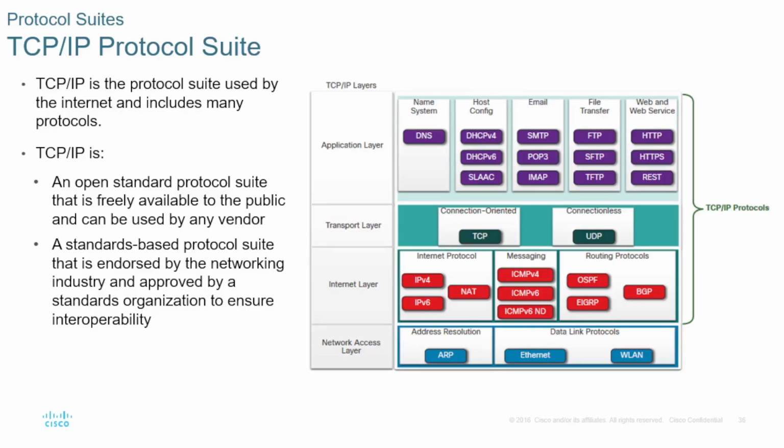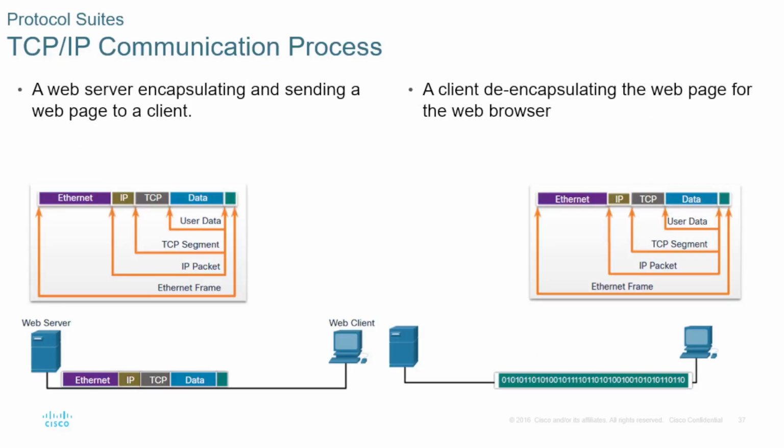Application layer protocols like HTTP for web browsing and SMTP for email. Transport layer protocols such as TCP for reliable delivery and UDP for faster connectionless communication. And internet layer protocols such as NAT and IP, which handle addressing and routing of data across networks. Together, these protocols form a complete suite that allows devices to communicate reliably and efficiently across the Internet.